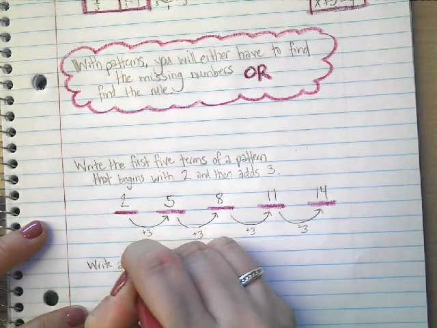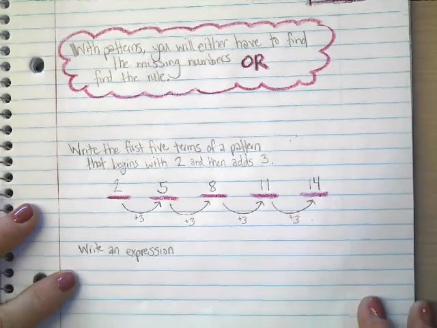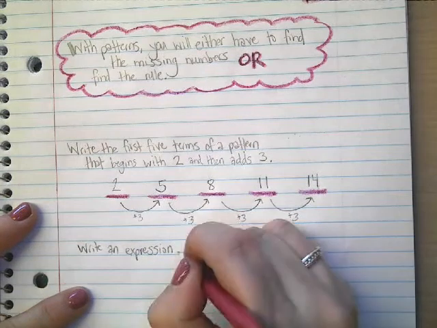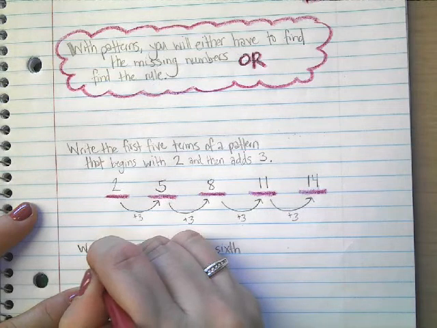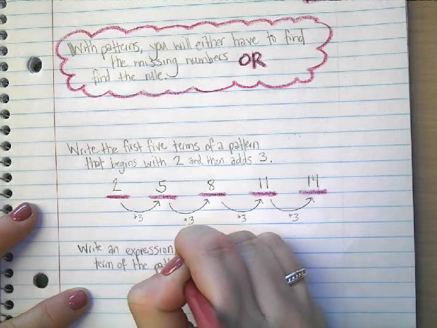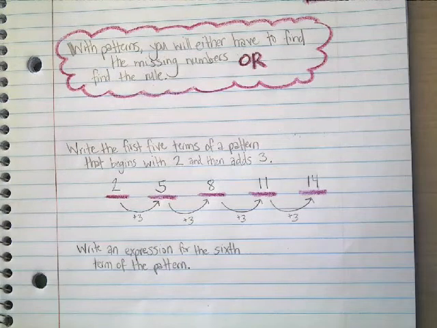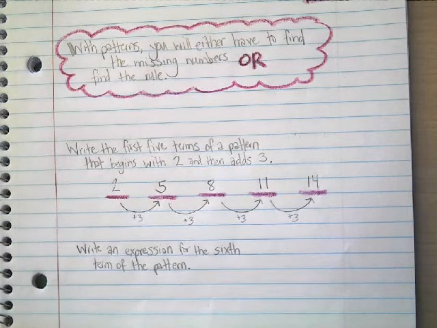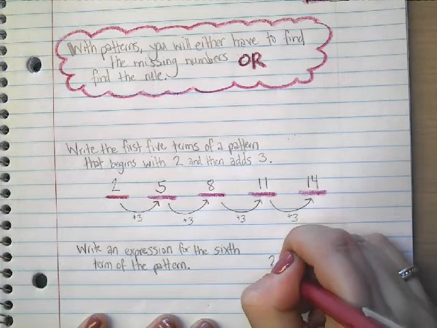Okay, so let's take this a step further. Now we're going to write an expression. Remember, an expression does not have an equal sign. Write an expression for the 6th term of the pattern. Expression means tell me how I would get there to figure it out. You can't just say 14 plus 3. Even though I know that's how I'm going to get to the next one, I'm going to show you that I started at 2.